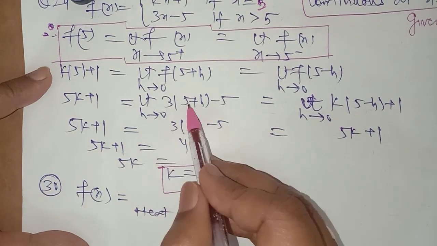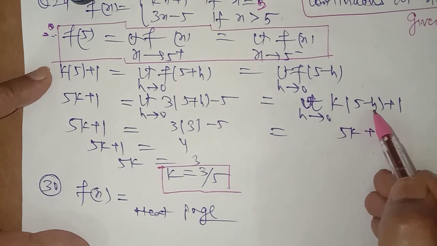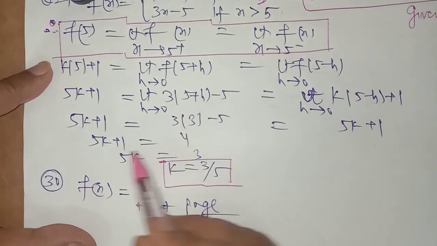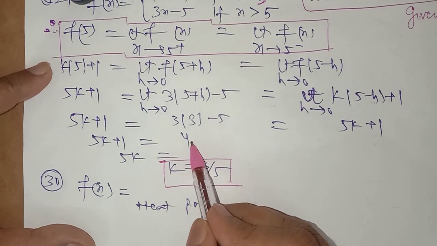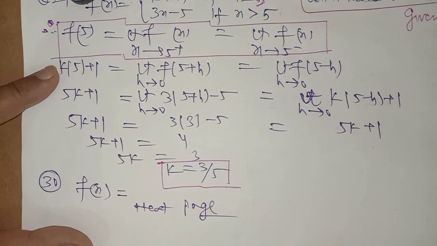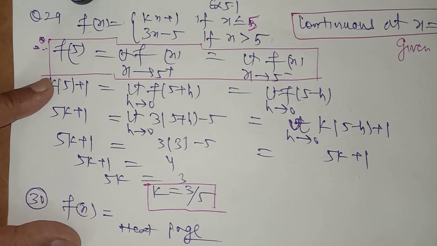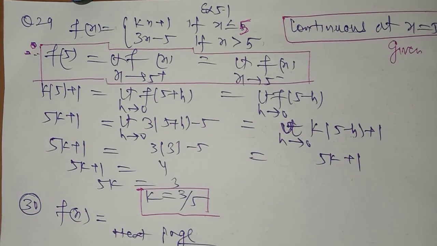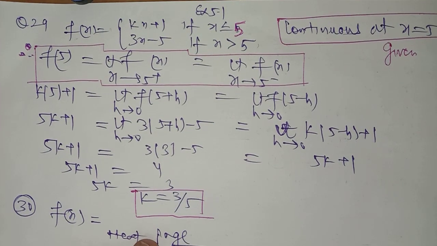Now take the limit as h goes to 0. And this is 0. So 5k plus 1 is equal to 4. So the value of k is equal to 3 upon 5. So again, it is an easy question. It is given that the function is continuous at x equal to 5, to find the value of k.